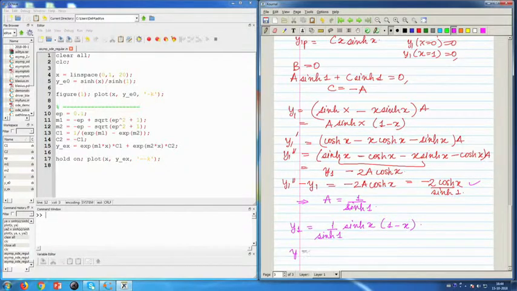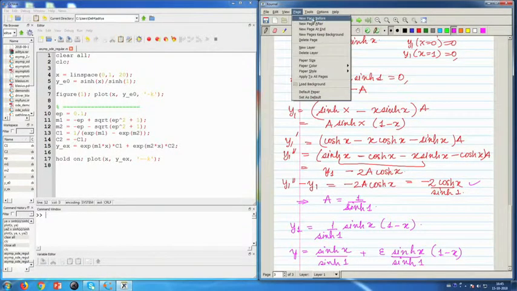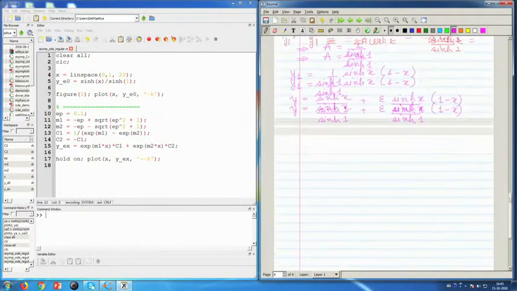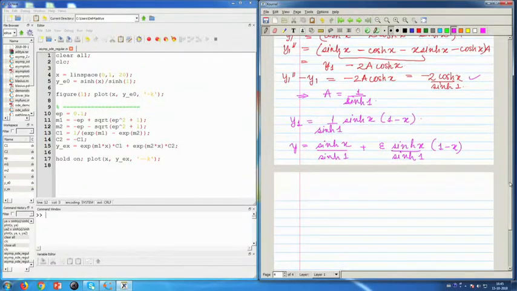Hence, the solution y is equal to y0, which is equal to sinh x by sinh 1, plus epsilon times y1, which is equal to sinh x by sinh 1 times (1 minus x). So, let us try to plot this asymptotic solution.